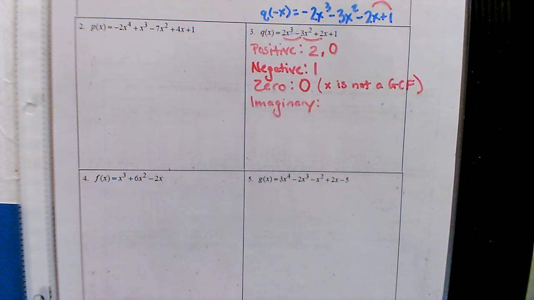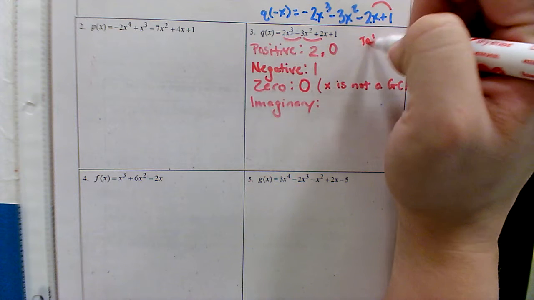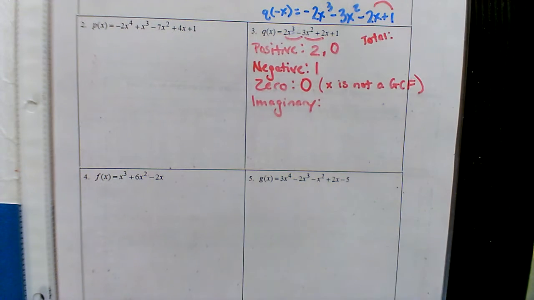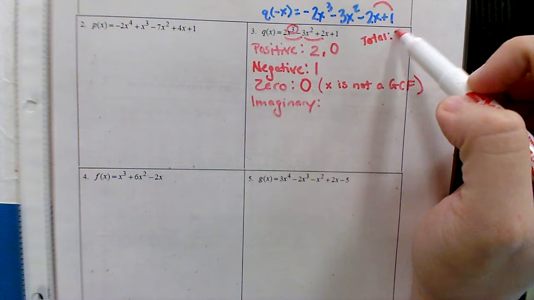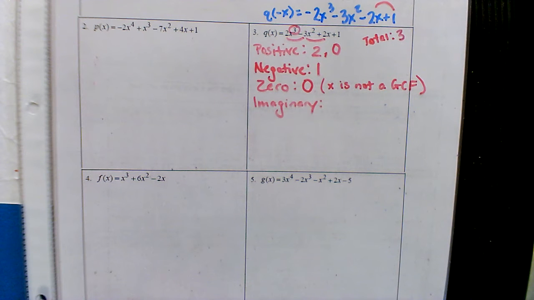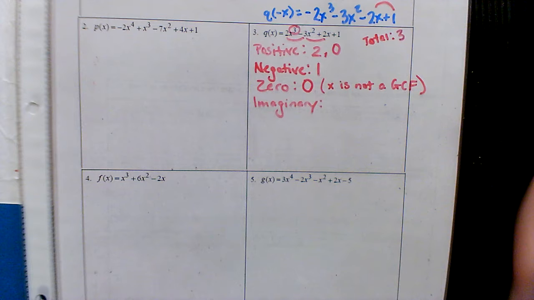These are the tricky ones. We're going to take a look at these imaginaries a little bit more today. Let's think about this. How many total roots should we have? Yeah, 3. How'd you know? Because the highest degree is 3. Okay, so at most we should have 3 roots, any combination of these or imaginary.